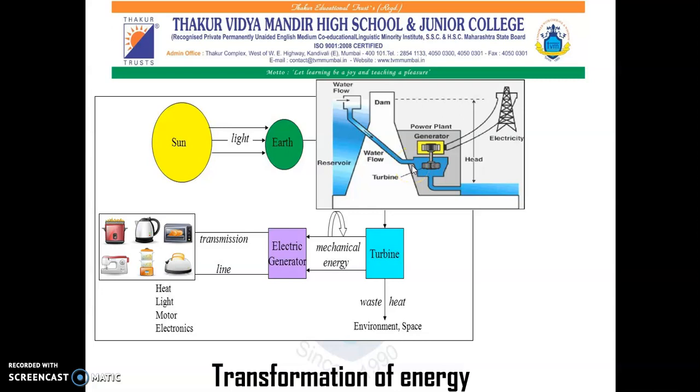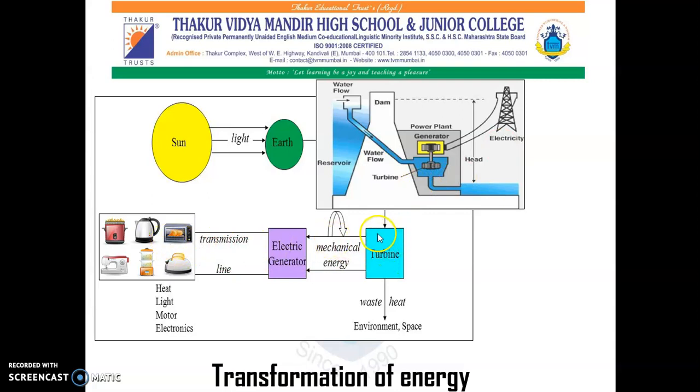When the water falls on the turbine, its kinetic energy is transferred to the turbine. The turbine rotates and with the help of a generator, electrical energy is produced. This electrical energy can be used to run various electronic appliances. The same thing is shown over here in detail.